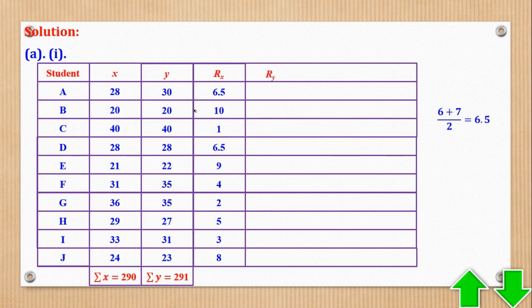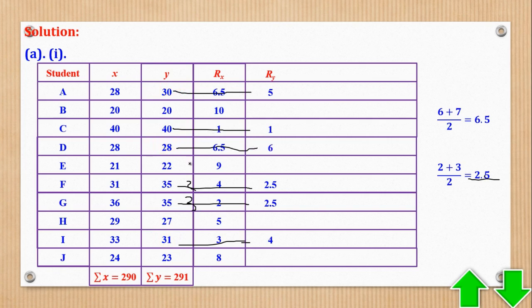Next is to rank Y values. So still the largest is 40, give it rank 1, followed by 35, there are 2. So one would have taken 2, another would have taken 3, but they have to get the same value, so you get the average. Average is 2.5. So you shall give this one 2.5 and this one 2.5. So you have taken position 3, next is 4. So this will take 4. And next is this, it will take 5. Next is this, it will take 6. Next is this, it will take 7. Next is this, it will take 8. Next is this, it will take 9. And lastly is this, it will take 10.